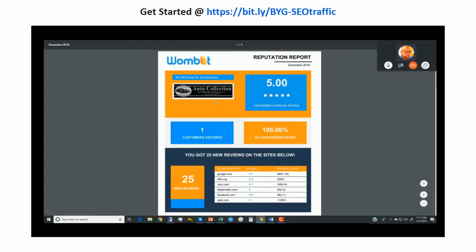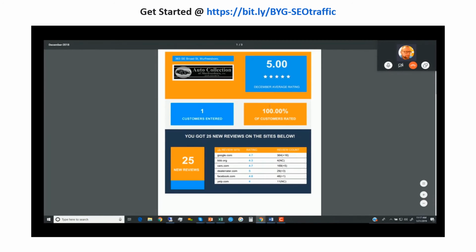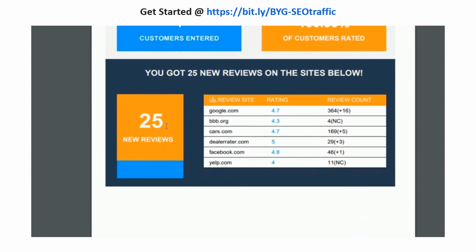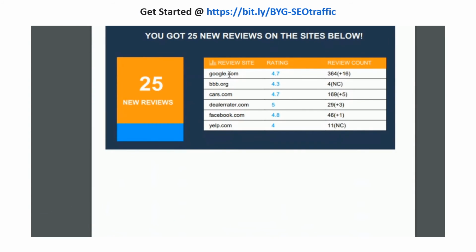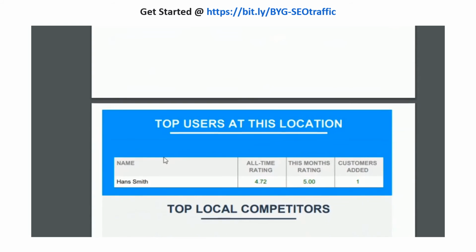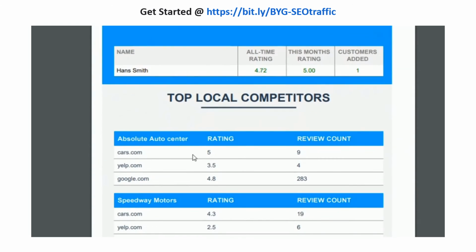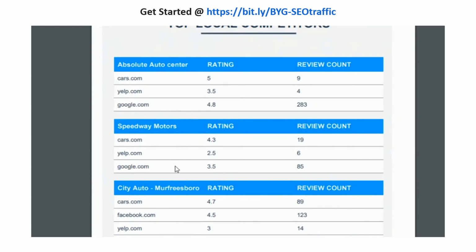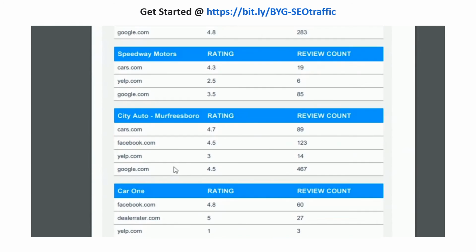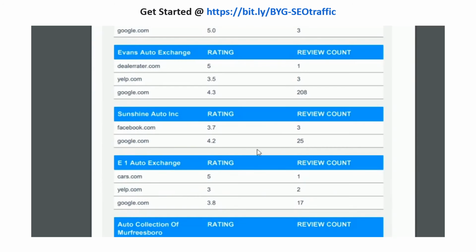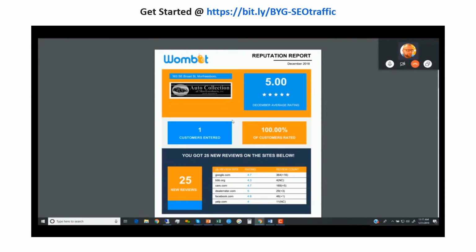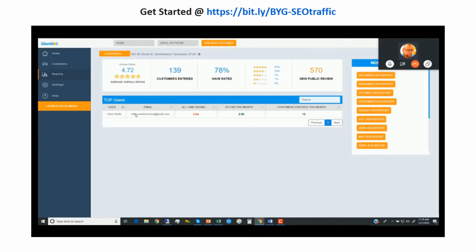But once it loads here, I'll show you that this is all just test information up here, but this is real live information. So in the past month, we got 16 reviews on Google, 5 on Cars.com, 3 on DealerRater, 1 on Facebook, and so on. It would show your top users, and it would also show your top 10 competitors, and what review sites they rank on and what their ranks are. So just an additional piece of valuable information for managers and business owners.